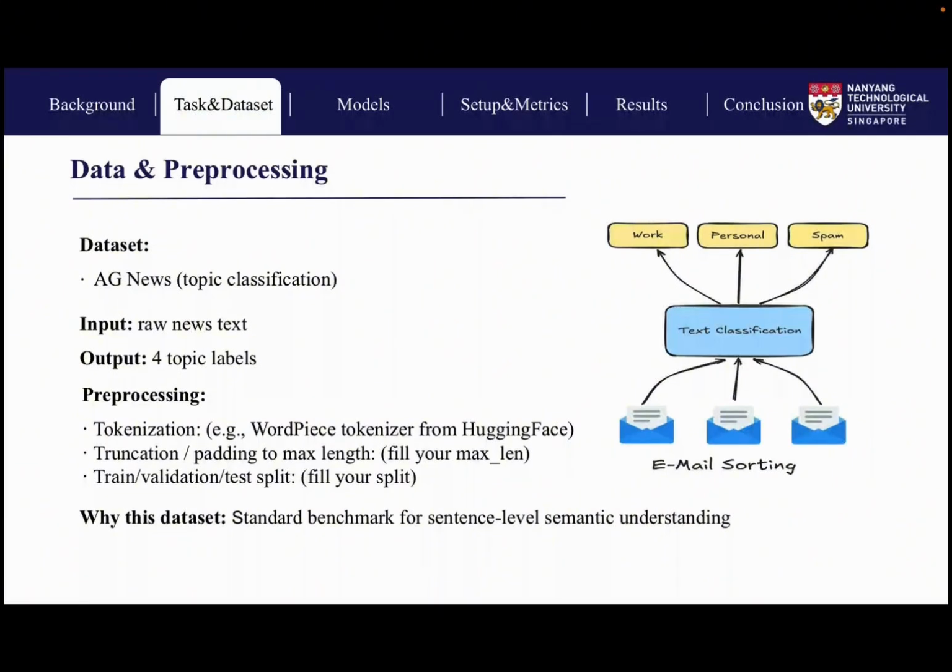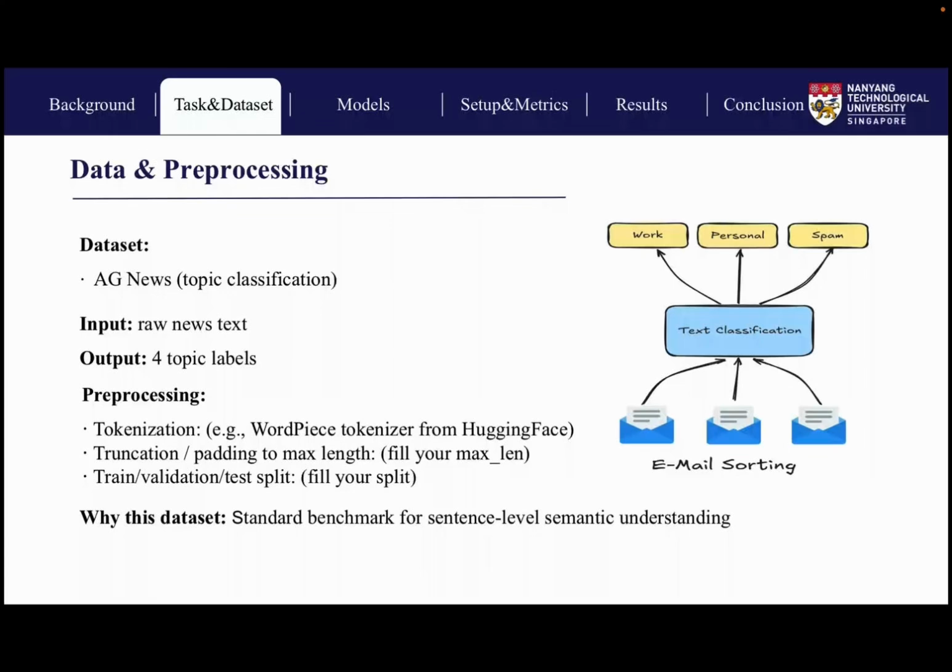So this leads us to our core research question. Can we significantly reduce computational cost while maintaining comparable performance? Basically, we want to see if we can get the best of both worlds, efficiency and accuracy, using techniques like knowledge distillation.